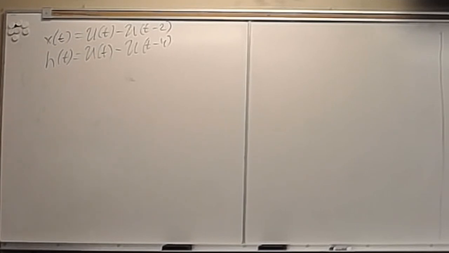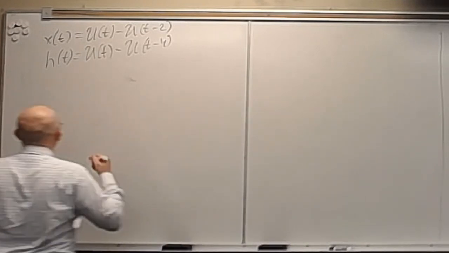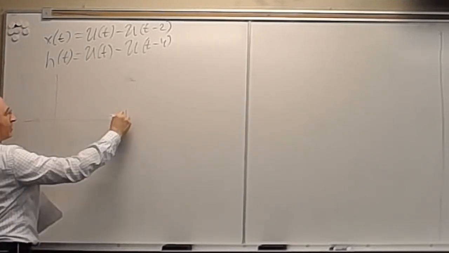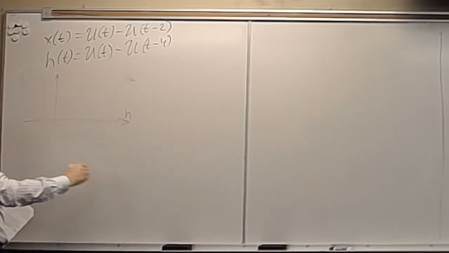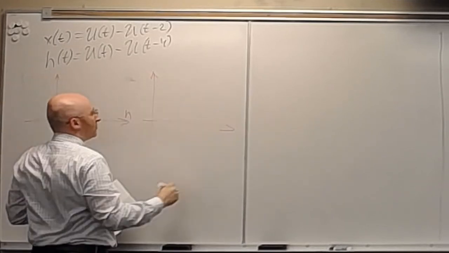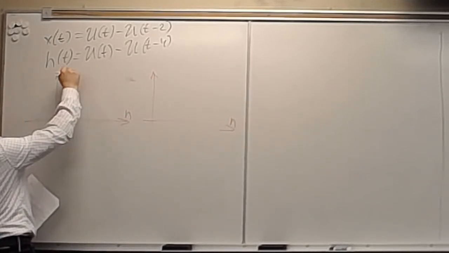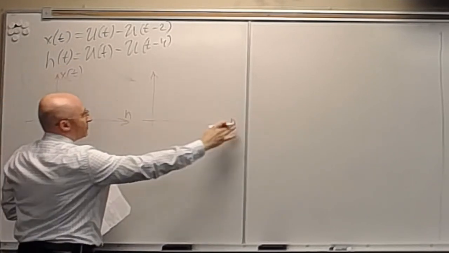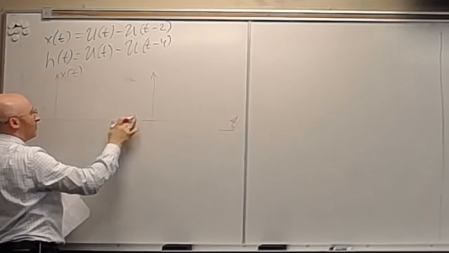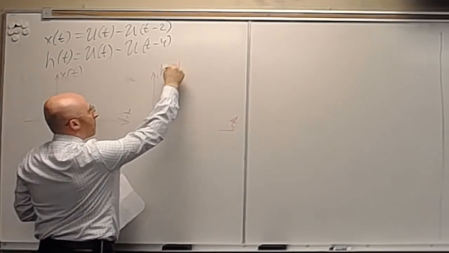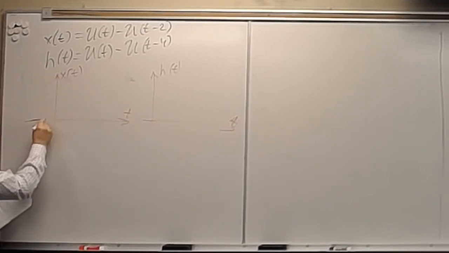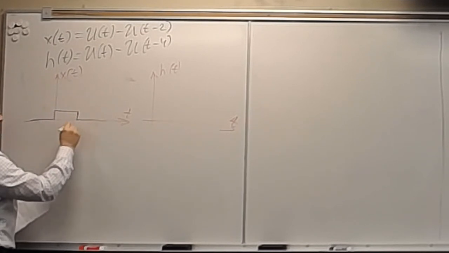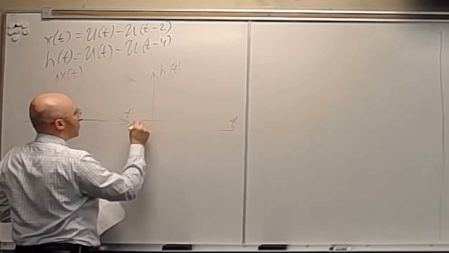Okay, again, the same technique, exactly the same thing. First of all, we need to draw it. You draw it as a function of n, or you can go directly with t if you want. It doesn't matter. And then you have the second one as a function of n. This will be x of t and h of t. So the first one will look like that, and the second one will look like that.